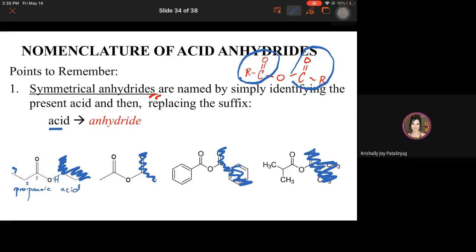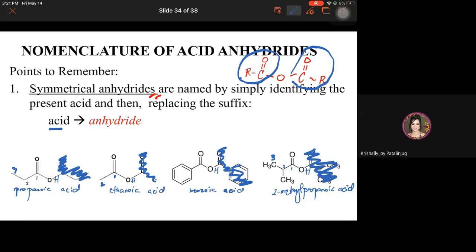And this one is 1, 2. So, ethanoic. Tama, ethanoic acid. This one, this is benzoic acid. What about this one? This is carbon 1, 2, 3. Okay. So this is 2-methyl propanoic acid.